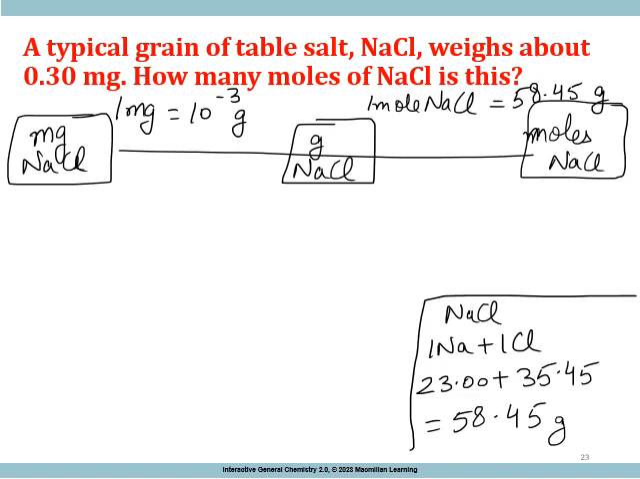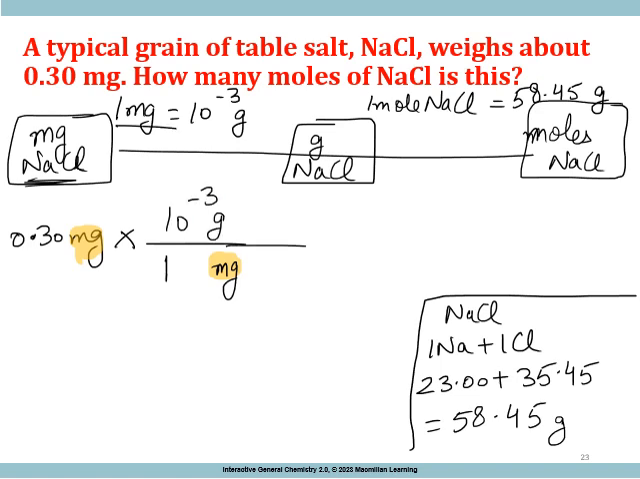Start with this 0.3 milligrams, multiply it with a factor that comes from here. My starting unit is milligrams, so what goes in the bottom is milligrams. How many milligrams? Right here, 1, and the other unit goes on top. Milligram, milligram gone.